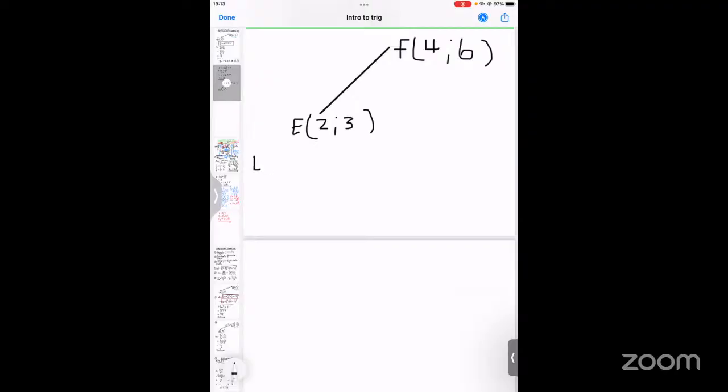The question will say determine an equation of line EF. Because line EF is a straight line. You can see it's a straight line, even though it's at an angle, it doesn't matter. At the end of the day, it's a straight line. So we just know that the format has to be like this: y equals mx plus c.